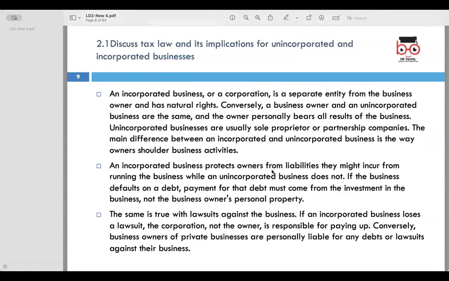Right. Discuss tax laws and implications of unincorporated and incorporated businesses. A business that is incorporated, also known as a corporation, is different from its owner and has its own rights. On the other hand, a business owner and a private business are the same thing. The owner is responsible for all business results. Businesses that are not incorporated are usually run by one person or a team.